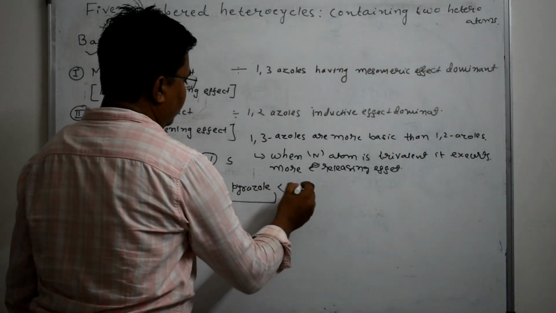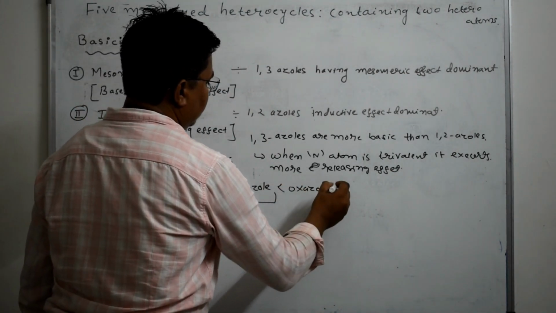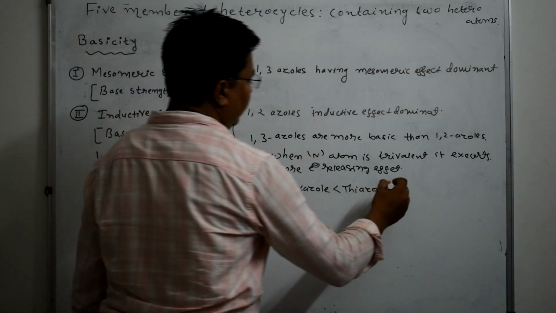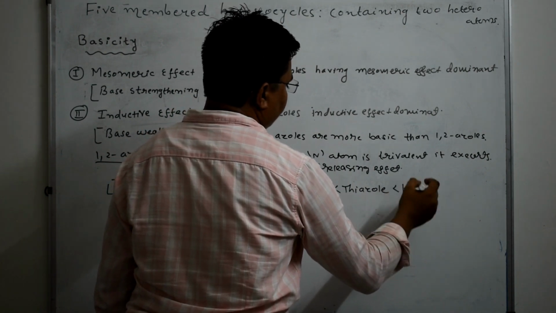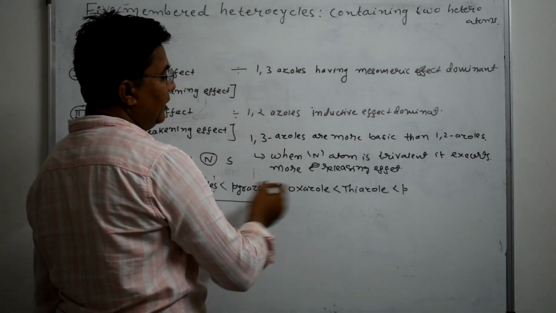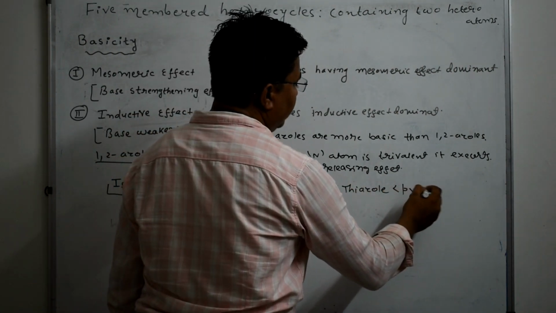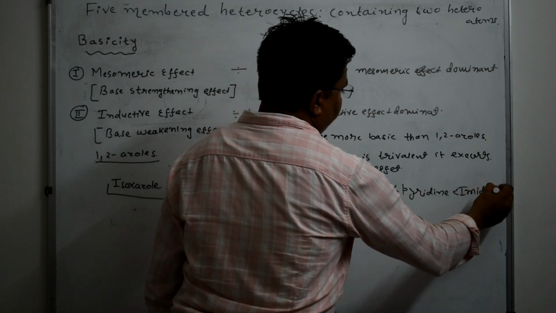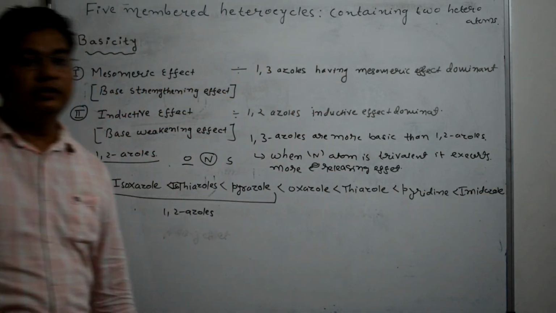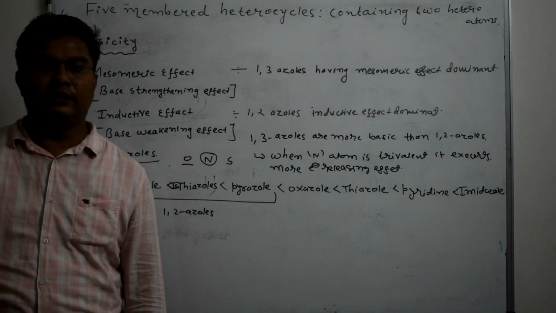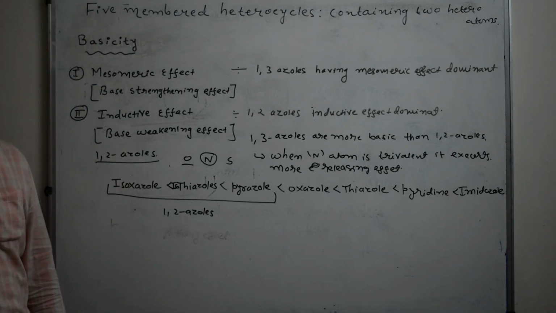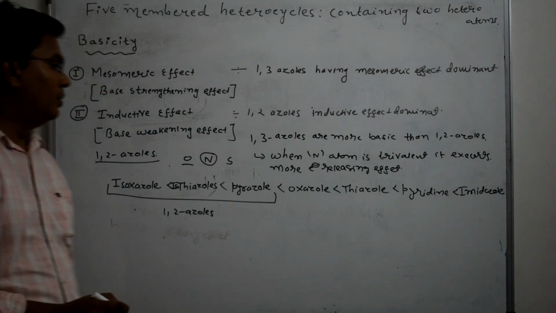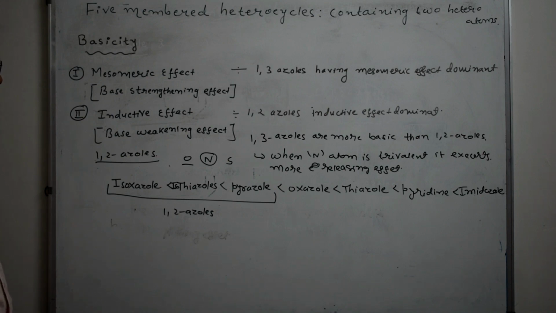Oxazole will come, then thiazole. If I take pyridine in this order, then imidazole will be even more basic than pyridine. We know that pyridine has a lone pair of electrons which is not taking part in the delocalization, so it acts as a base. But imidazole acts as a stronger base as compared to pyridine. So this will be the order for basicity.